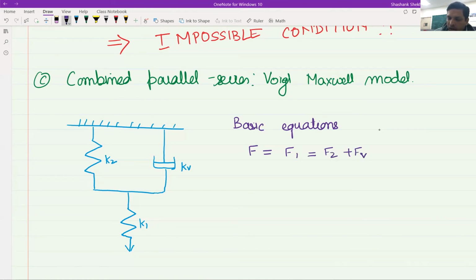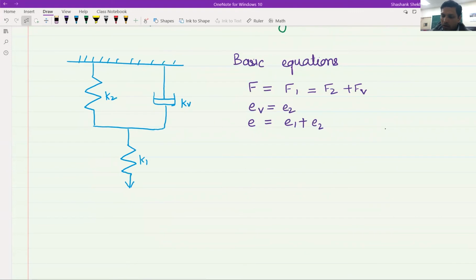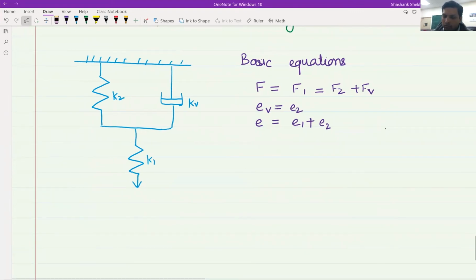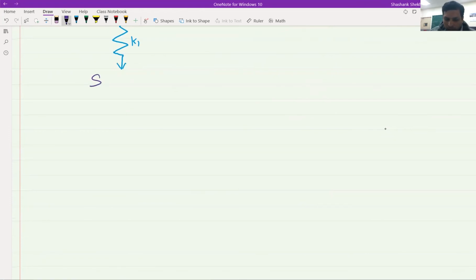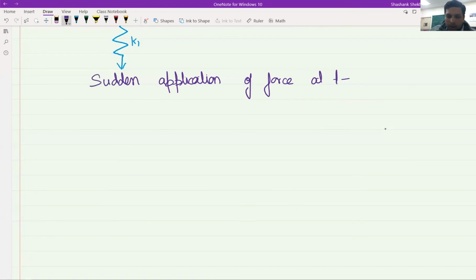So this is the force in the second spring, and this one is the force in the dashpot, and this is the force in the first spring. So this force is same as the total force that you will apply, and EV is equal to E2 because these two have to be same, and total strain would be equal to E1. It should be E1 plus E2, right? Yeah, so it will be E equal to E1 plus E2. Now let's solve this response for different conditions. So let's assume sudden application of force at time t equal to 0.